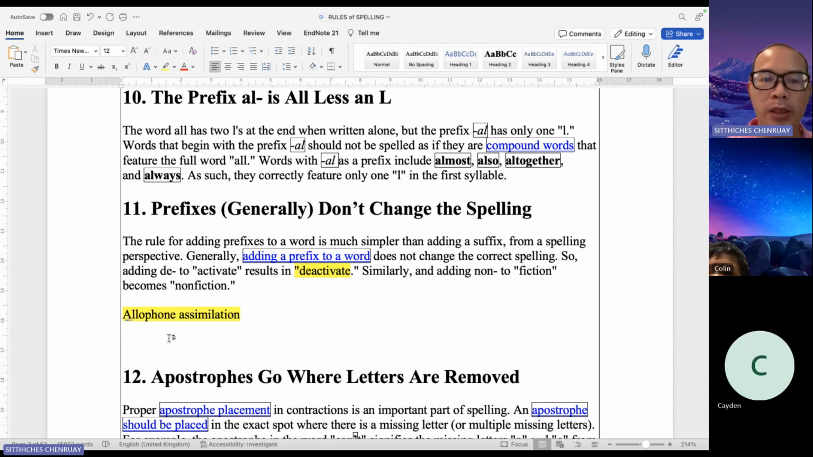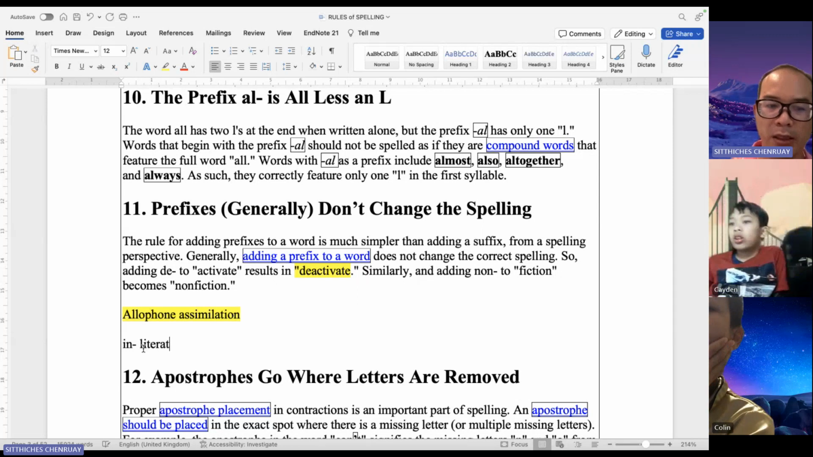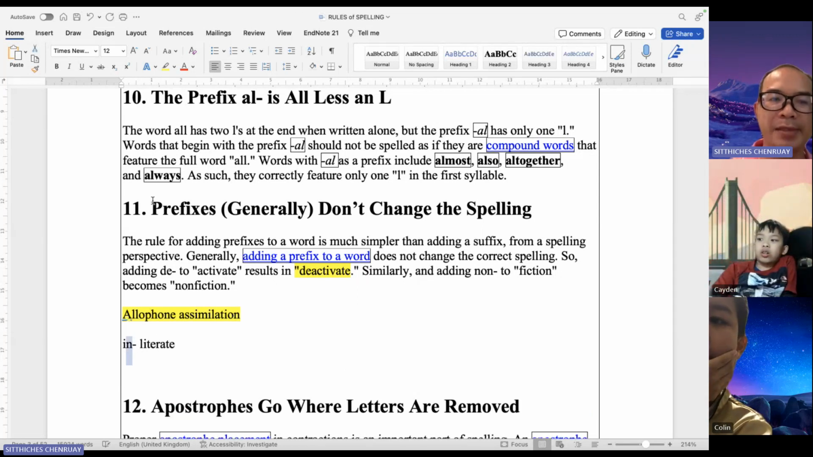Okay, so this allophone does mean another sound of this word. For example, when it is put before another root, for example, starting with L. Literate. Listen, literate. So the N becomes L because of the assimilation rule. Okay, it becomes illiterate. Illiteration.